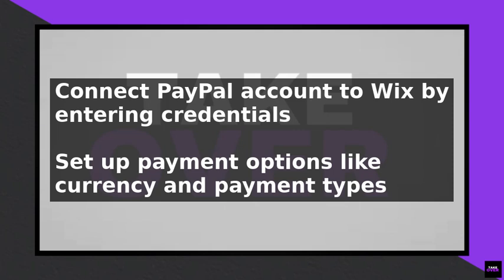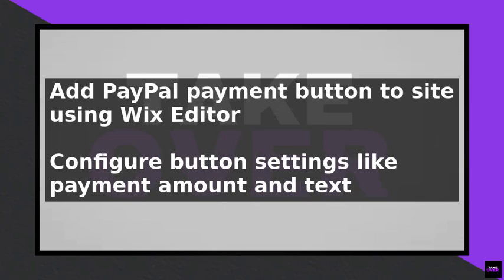To add a PayPal payment button to your site, go to the Wix editor and click on the Add button. Then search for PayPal button. Drag and drop the button onto your page. Then click on the button to configure its settings, such as the payment amount and button text.